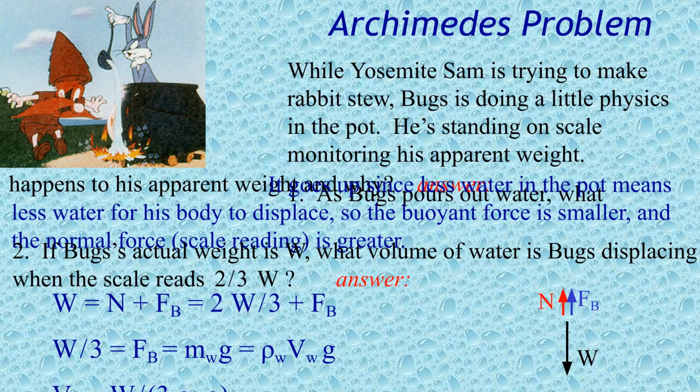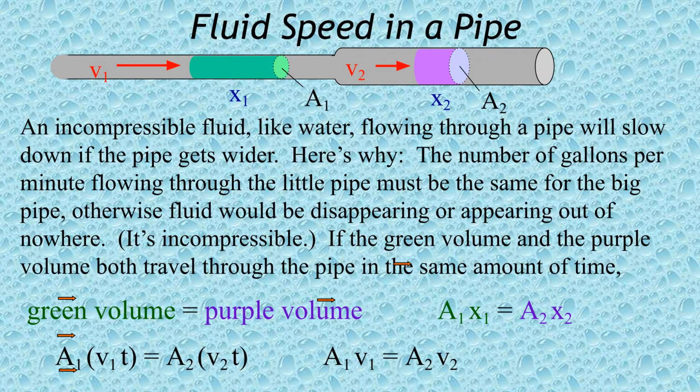If Bugs Bunny pours out water while standing on a scale, his apparent weight increases. This is because less water means less displaced volume, resulting in a smaller buoyant force and a larger normal force read by the scale. For an incompressible fluid, like water, flowing through a pipe, the volume of fluid passing through any cross-section per unit time must be constant. This means the product of the cross-sectional area and the fluid speed remains constant.